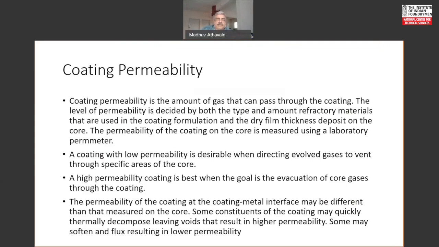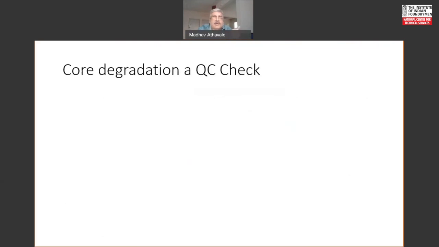What one should remember is that permeability of the coating, as tested on say a 2-inch by 2-inch core in the laboratory by using a permeability meter at room temperature, could be different than at high temperature, because there will be a degradation of the coating layer.